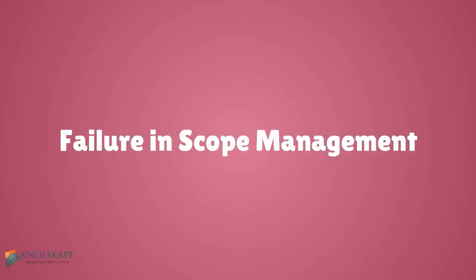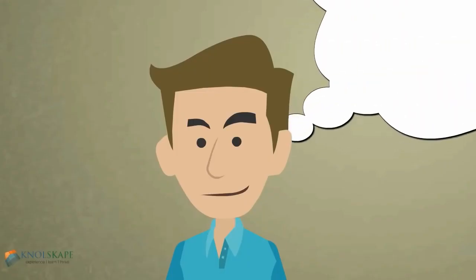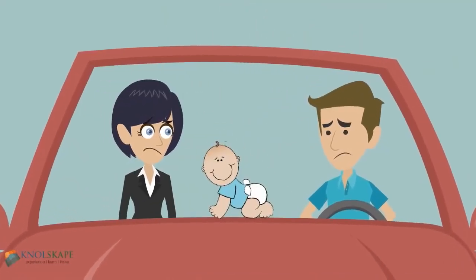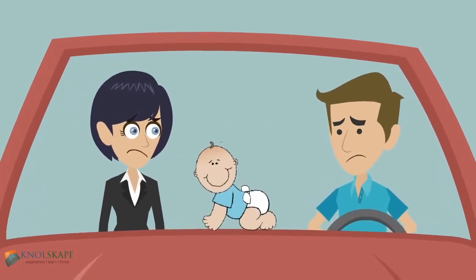Failure in scope management. Jack wants to buy a shiny new convertible car, so that his wife and he can go on long drives, but in less than a year, they have a child. And now the convertible car does not seem to be the correct choice for the family.